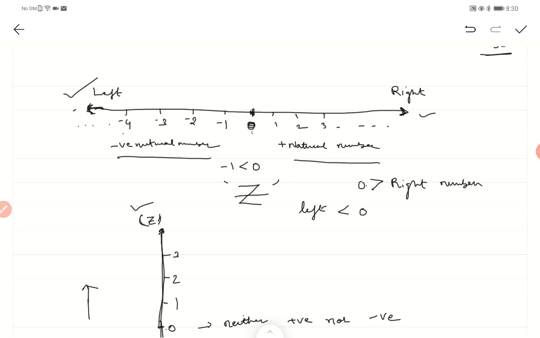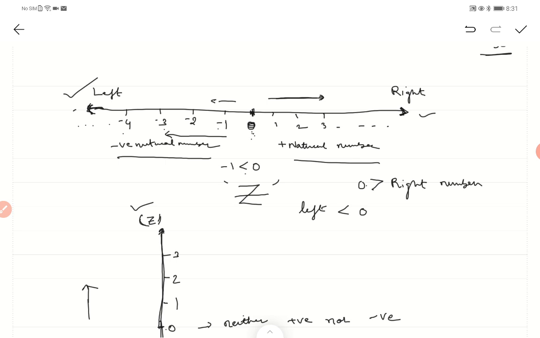So just remember, on the left side, whatever numbers you have, they are less than 0, right? Minus 1 is less than 0. Minus 3 is less than 0. From 0, on the right side, the numbers are increasing, that is, they are bigger than 0. On the left side, they are decreasing. Here it is increasing, here the numbers are decreasing.